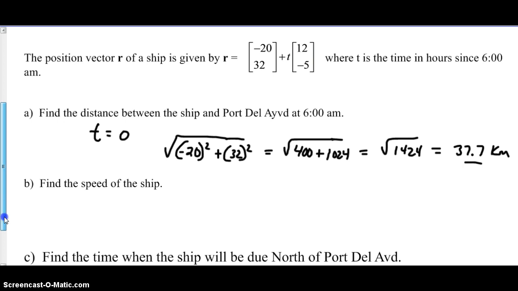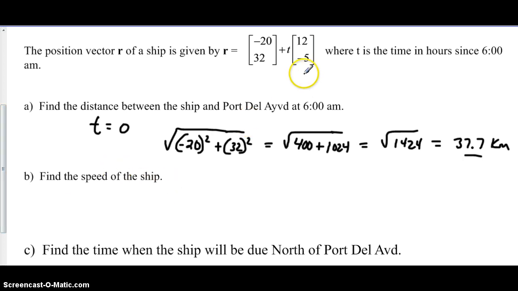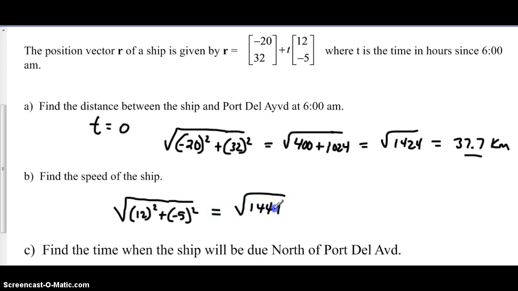To find the speed of the ship, we're going to be using our direction vector. So we're going to find the magnitude of our direction vector, and that would be the square root of 12 squared plus negative 5 squared, which is the square root of 144 plus 25, which is the square root of 169, which is 13 kilometers per hour. So that is the speed of our ship.